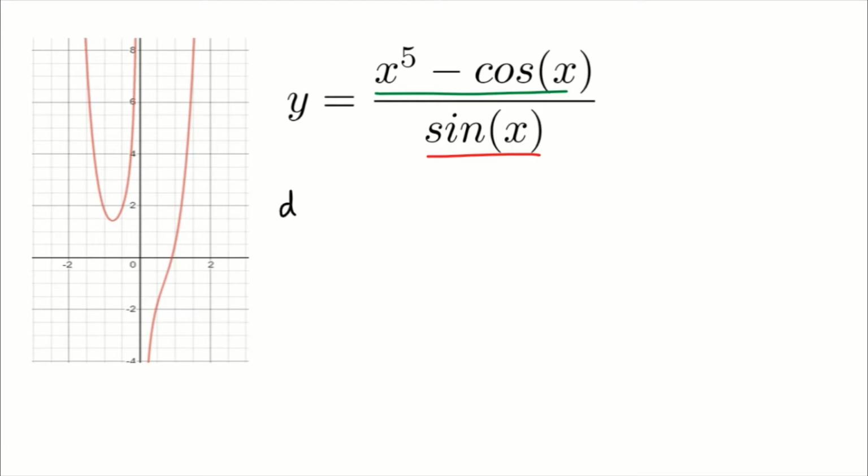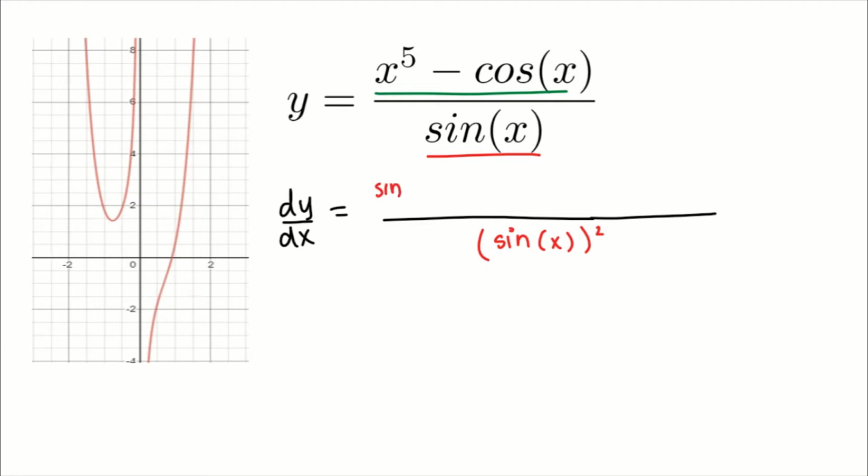So dy over dx is equal to, now in the denominator of the derivative in a quotient rule, you just need to square things up. So sine of x squared. Now let's work out our way into the numerator. You have the denominator first, you write sine of x multiplied by the derivative of the numerator. So d over dx of x to the power of 5 minus cos of x.